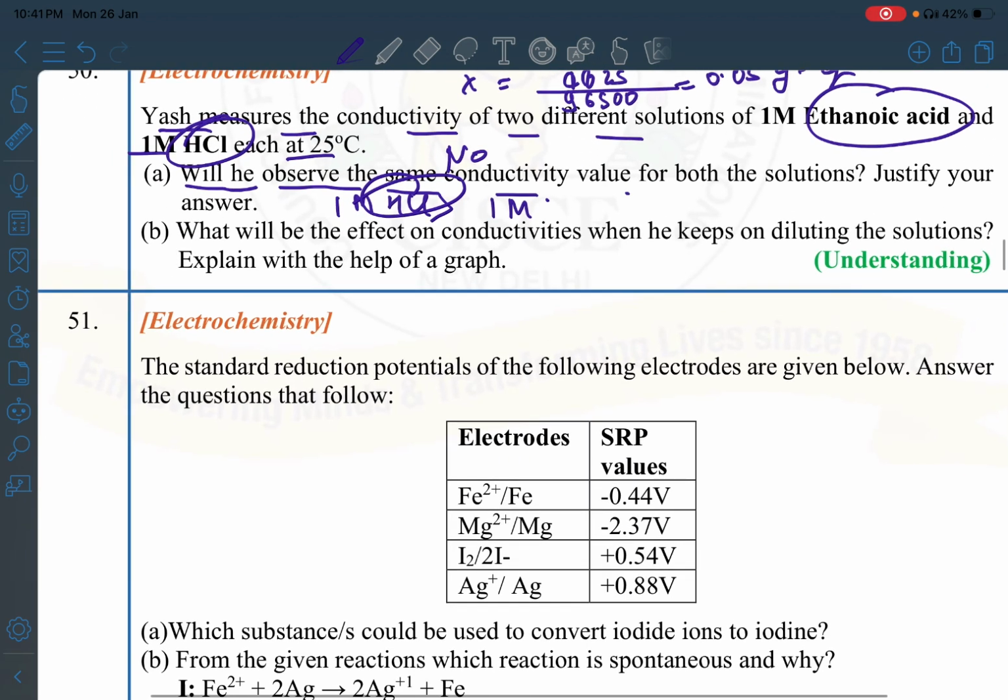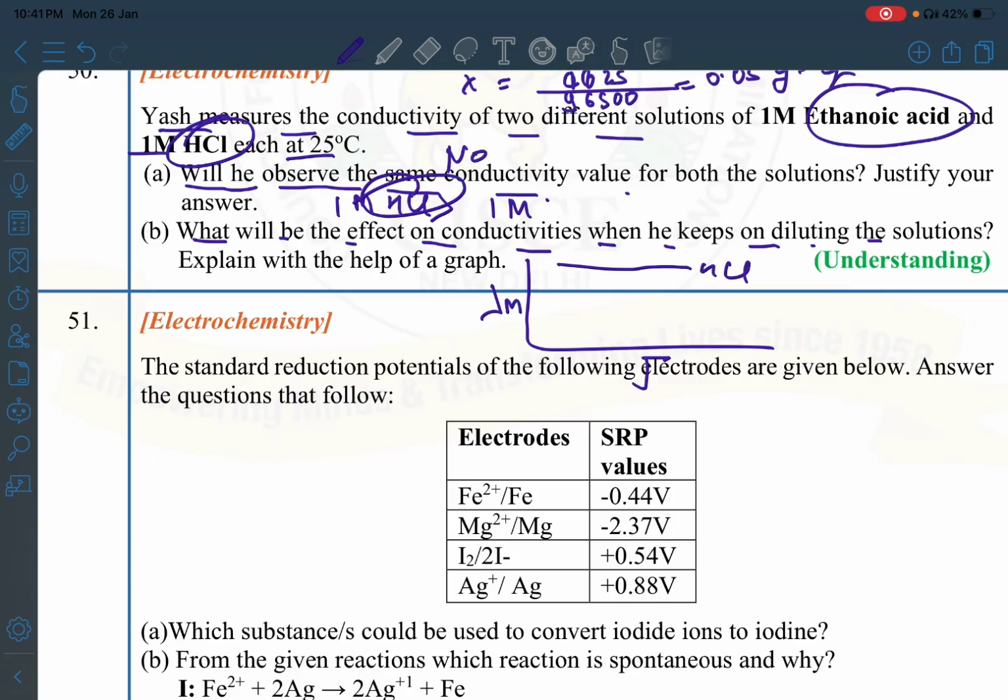Okay. The second question: what will be the effect on conductivity when he keeps diluting the solution? Whenever he keeps diluting the solution, the conductivity, the concentration and the molar conductivity change. The conductivity of HCl varies almost linearly, but the weak electrolyte will follow a curve like this.